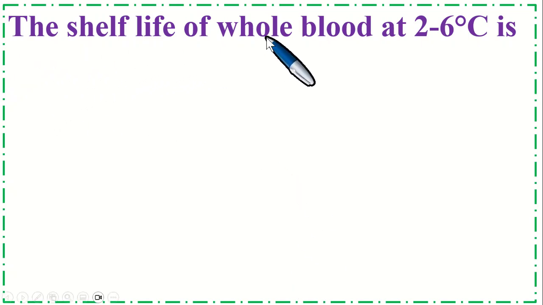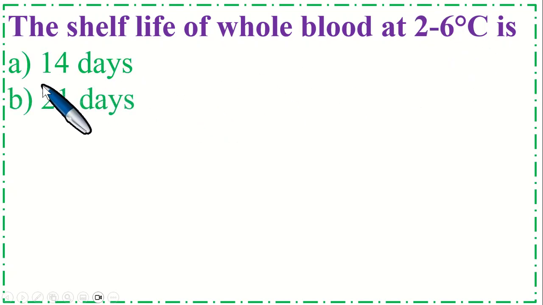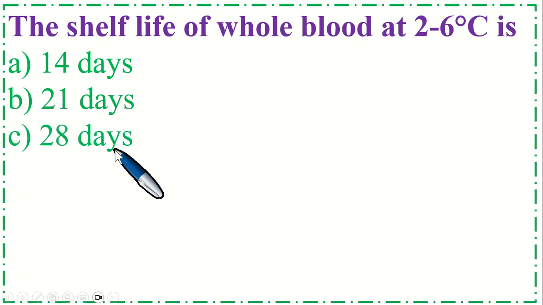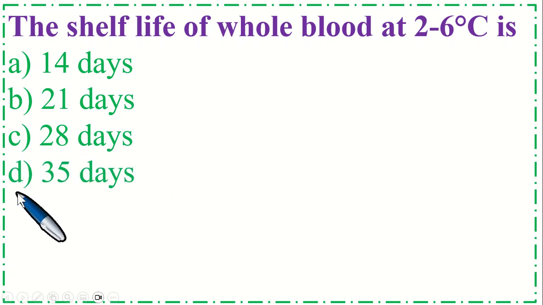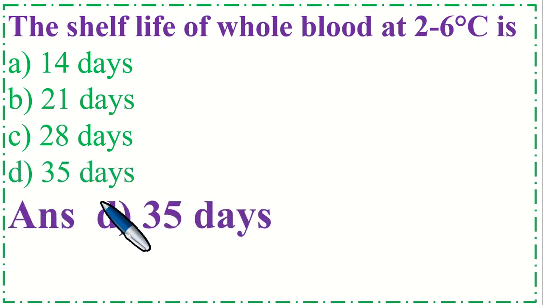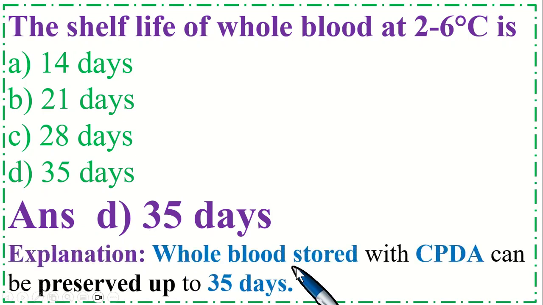The shelf life of whole blood at 2 to 6 degrees centigrade is option A 14 days, option B 21 days, option C 28 days, and option D 35 days. So the correct option is D, 35 days. Explanation: whole blood stored with CPDA can be preserved up to 35 days.